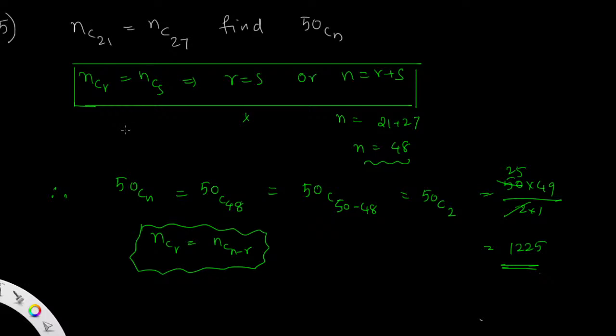50C48 is a lengthy problem, but using the formula nCr equal to nC(n minus r), you get the answer very easily and quickly. That is nC(n minus r), 50C(50 minus 48). So this is the basic formula applied here. Then you get the answer very easily as 1225. Okay. Write the next question.